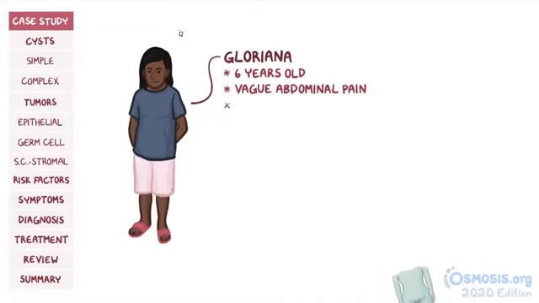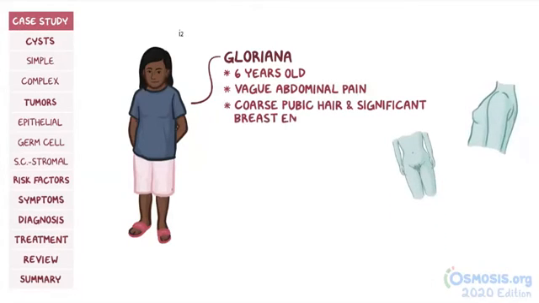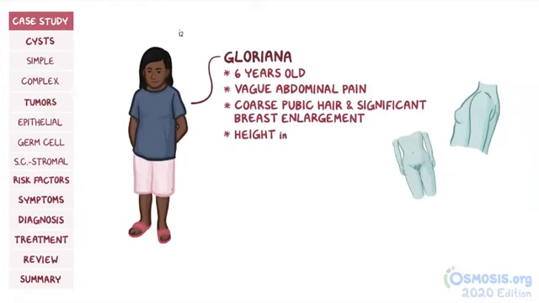Physical examination reveals coarse pubic hair and significant breast enlargement. The child's height is also in the 96th percentile. Laboratory studies also show increased inhibin B levels.